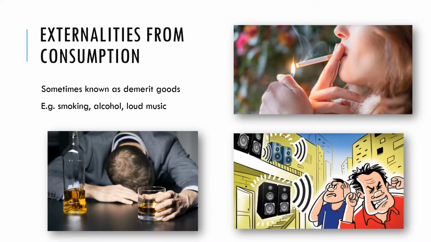So for externalities from consumption, here are some examples. These are sometimes known as demerit goods. They're goods that are not really good for us. For example, if we think about smoking in the top right hand corner, the actual production of cigarettes is not particularly harmful. It's the smoking of the cigarettes, the consuming of the cigarettes, that gives all the negative externalities to society, all the damage to health.